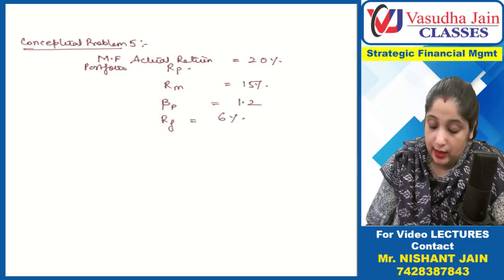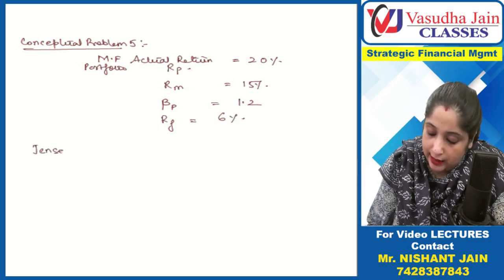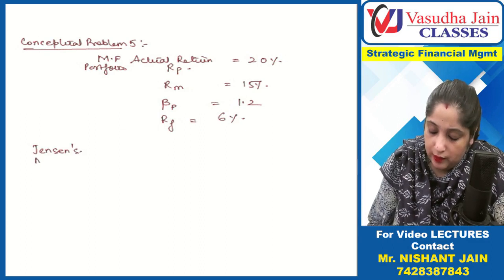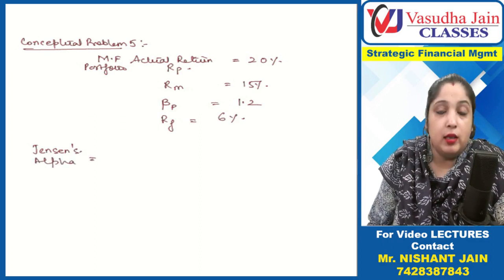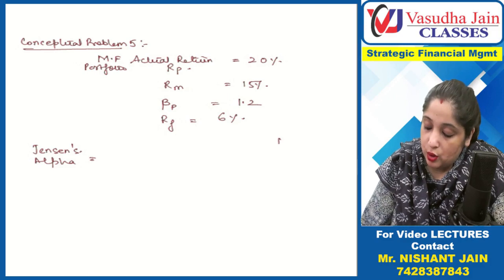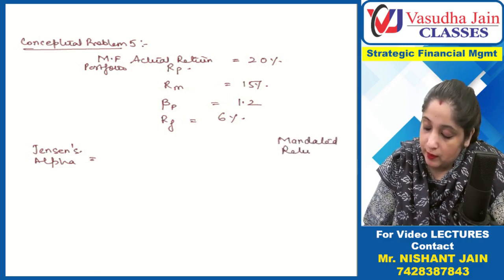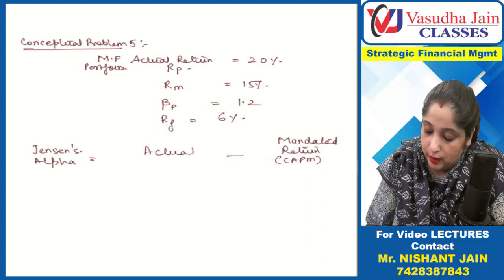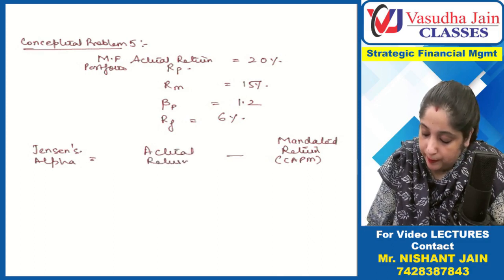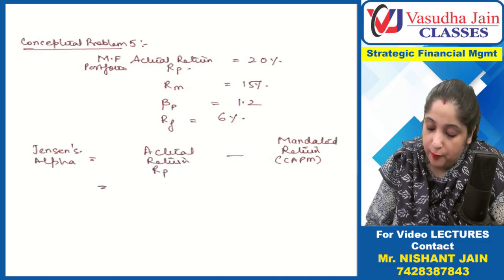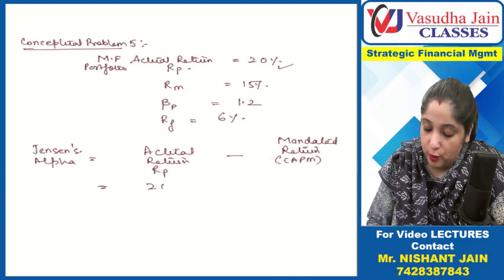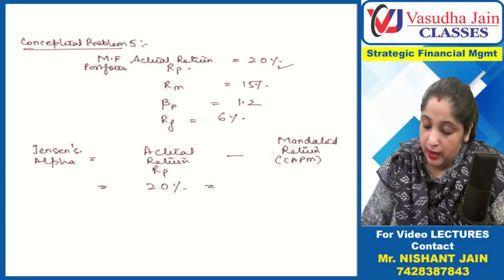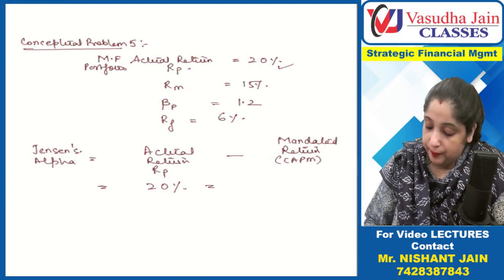First of all, let us find out Jensen's alpha. Directly we can find it out. We have already studied everything in detail in the portfolio chapter. So let us find out the mandated return as per the CAPM model, and then compare it with the actual return of the portfolio. The actual return of the portfolio is how much? The mutual fund portfolio is offering a 20% return. But let us find out the CAPM return.